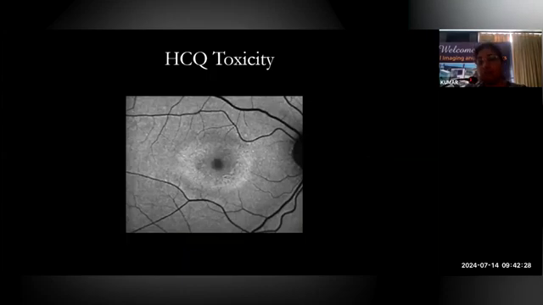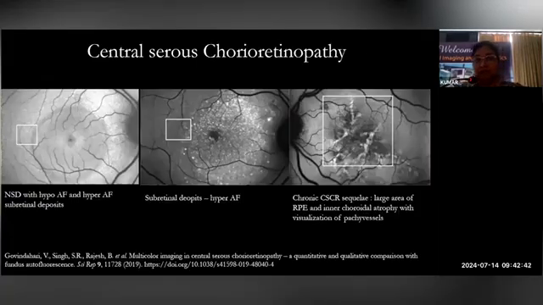Often we are asked to rule out HCQ toxicity. In early signs of HCQ toxicity, hyper-AF is seen in the parafoveal region with a perimacular slight hypo-AF area. Central serous retinopathy, based on AF findings, can be delineated as early, subacute or chronic CSR sequelae. The early stages show neurosensory detachment with hypo-AF, and hyper-AF subretinal deposits are noted. The subretinal deposits are commonly noted as hyper-AF, as seen here in the middle picture. Chronic CSR sequelae show a large area of RPE and inner choroidal atrophy, with visualization of the pachy vessels in the AF picture.